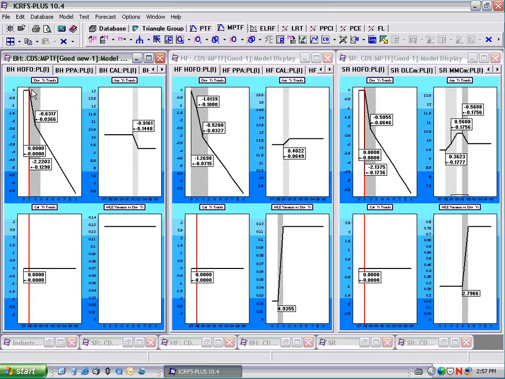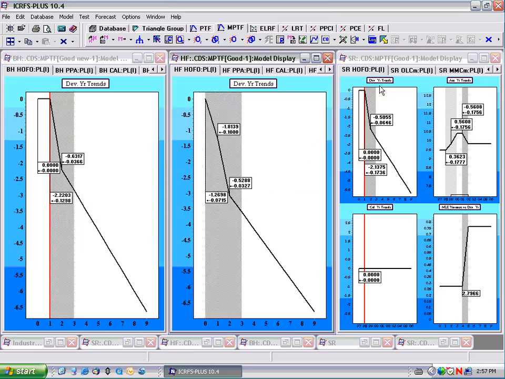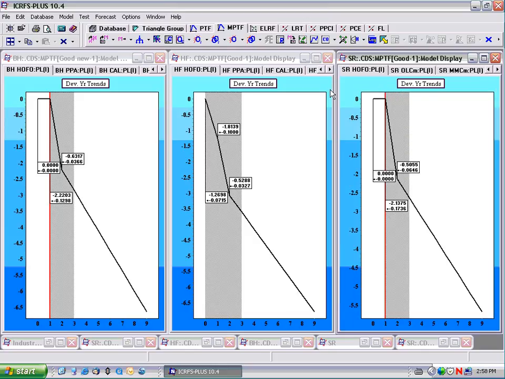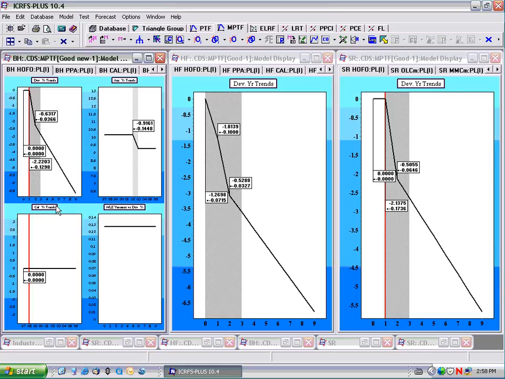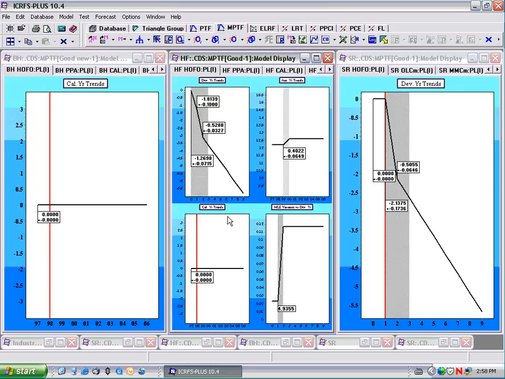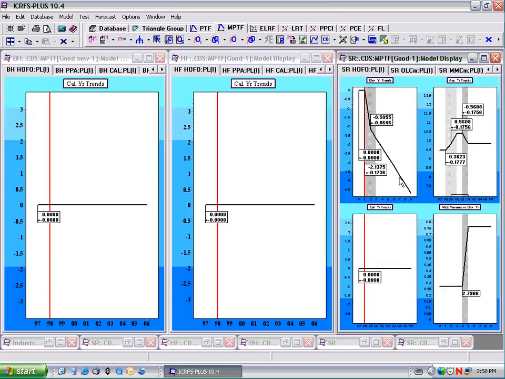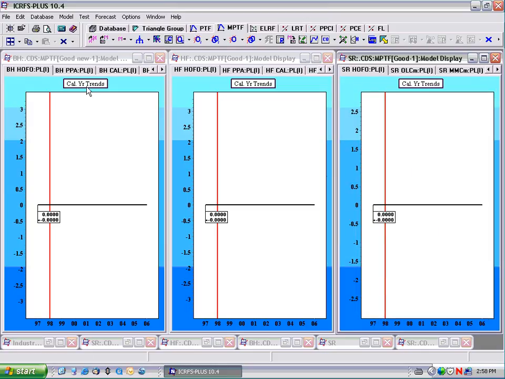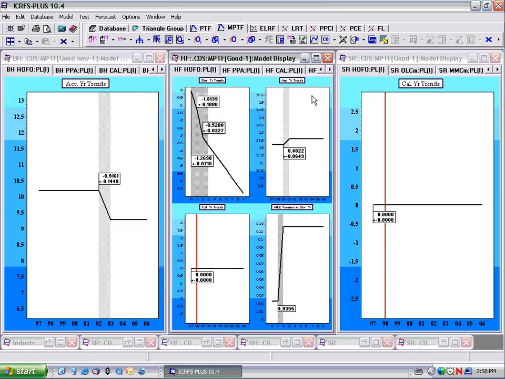So if we go to HOFO, I guess some similarity for that. Actually, it's a pretty short tail, isn't it? It decays very quickly. There's some similarity there. What about in terms of trend structures along the calendar years? They are pretty similar. And accident years, I think that's where there's some differences.